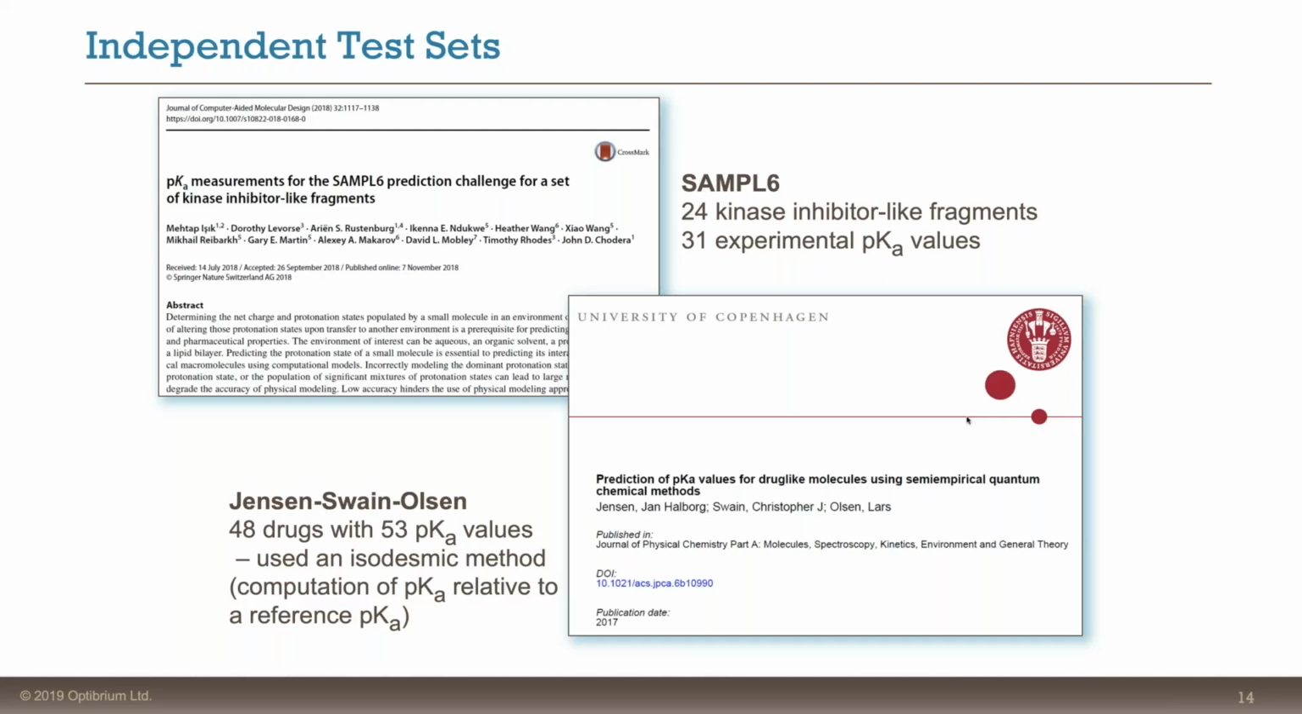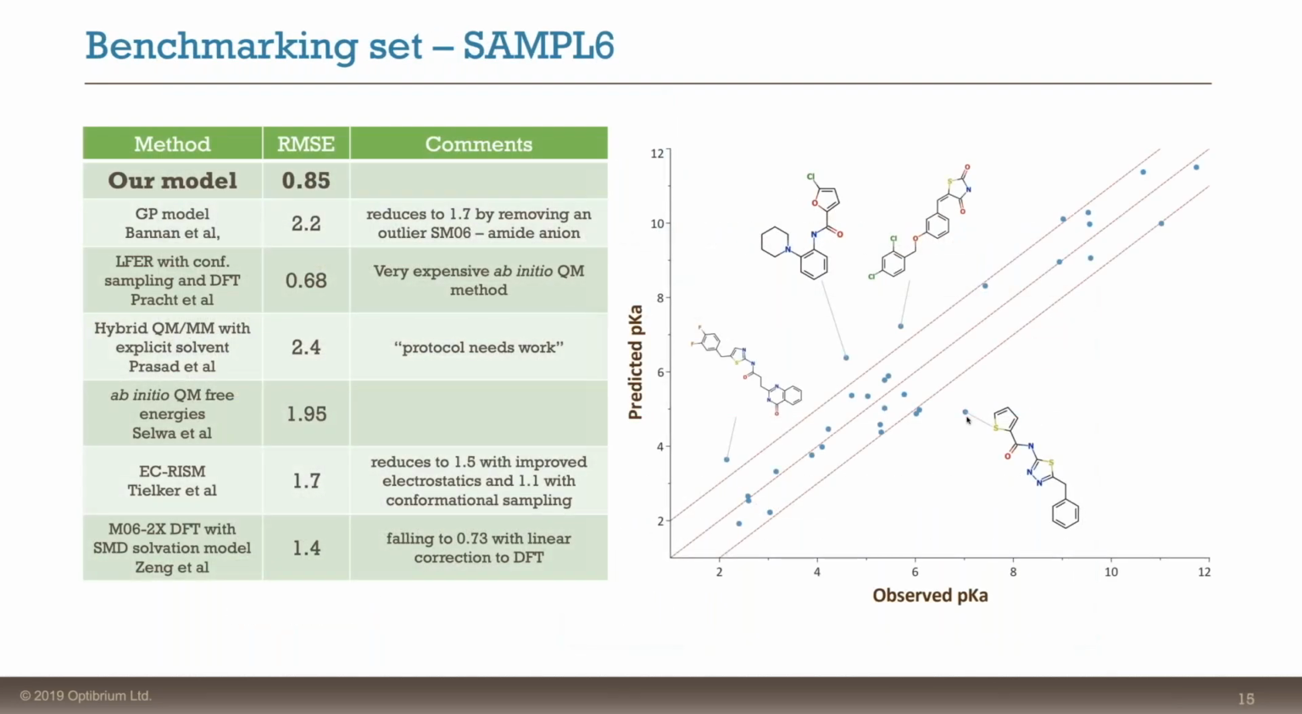They were looking at drug molecules, but drug molecules that were essentially basic. They had previously worked on acidic compounds and come up with good models for acids, but it was the amines, the basic molecules, that were having problems. Their particular methodology uses an isodesmic method. So again, computation of a pKa, but it had to be relative to a reference pKa. It had to have a known pKa to start with. So these are our 2 independent test sets.